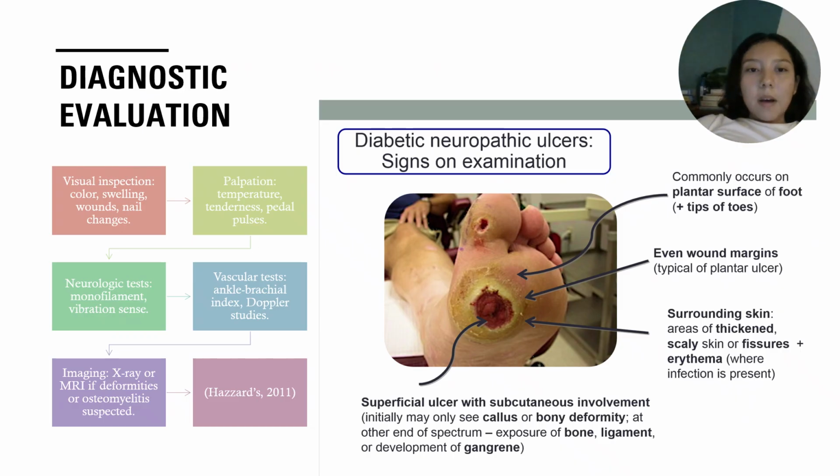Okay, so now let's talk about evaluation. We begin with visual inspection. We look for changes in color, swelling, wounds, or nail abnormalities. Then you can move on to palpation. You assess temperature, tenderness, and check for pedal pulses. After that, perform neurologic tests such as the monofilament test and vibration sense evaluation. Then you can do vascular tests, Doppler studies, or imaging studies like X-rays or even MRI.